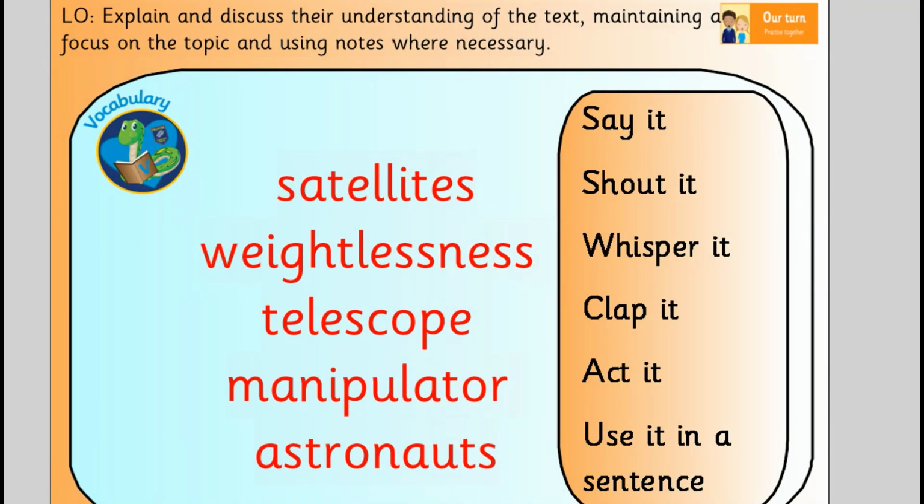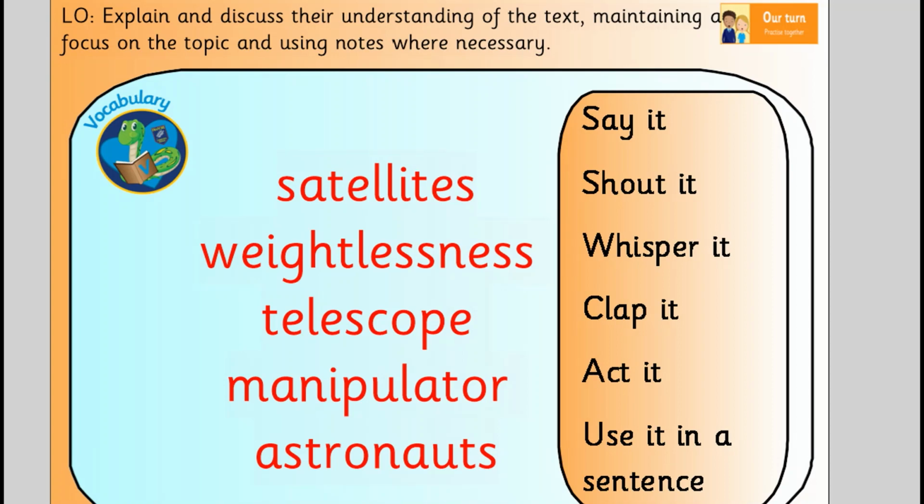Okay, so we're now going to say it, shout it, whisper it and clap it. Obviously you've got the acting at home. And then before you use it in a sentence, I want you to define each of these words first and then write them in a sentence. And then tomorrow I'll show you the definitions and then my own sentences. So it's going to be my turn first and I want you to repeat after me.